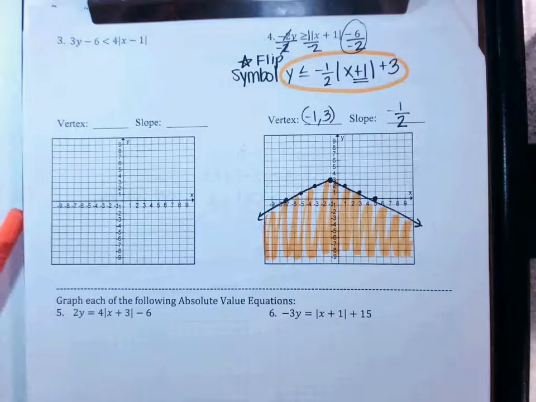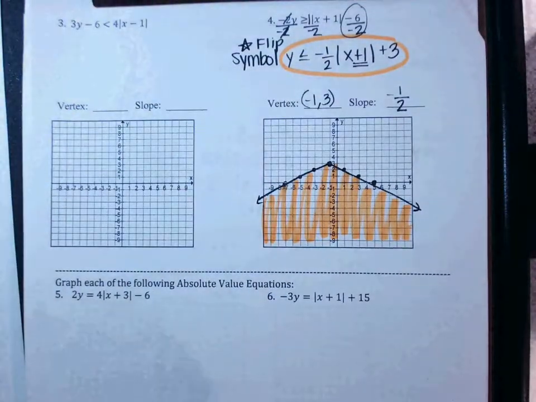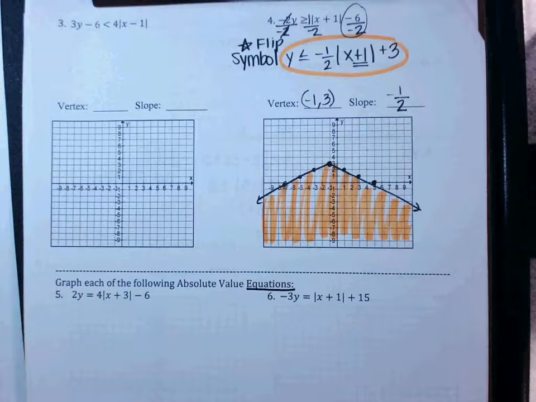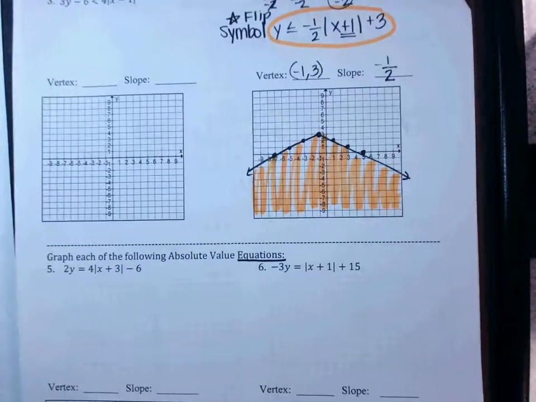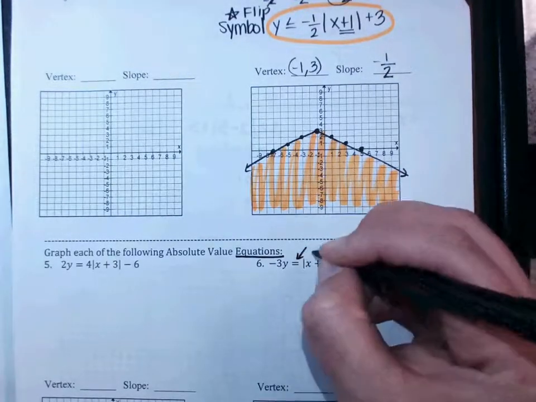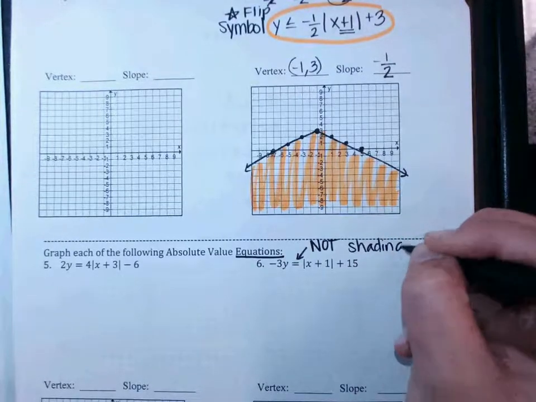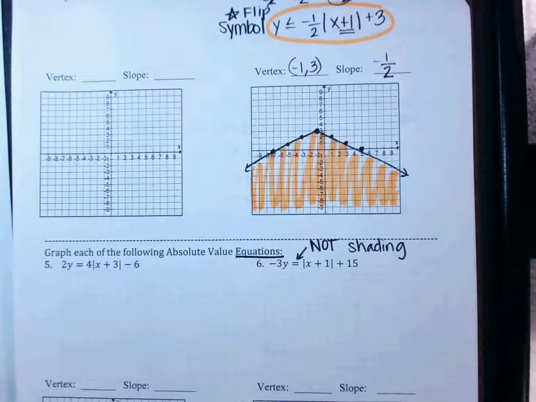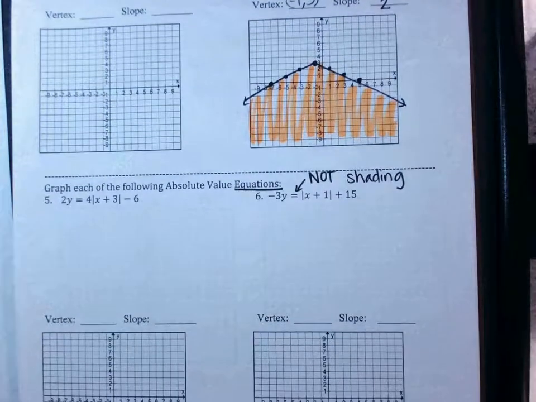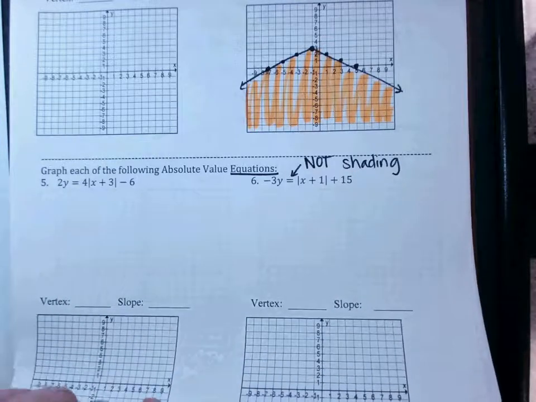Alright, now look at 5 and 6. Okay, this asks you to graph absolute value equations. Remember, an equation means that you have an equals sign. Should you be doing any shading on those questions? No. If it's an equals sign, then you are not shading. Okay, you are only graphing the V. That was what we did earlier in the week. Okay, so make sure if it's an equals, you should not have any shaded areas. Okay? Go ahead and turn the page, please.